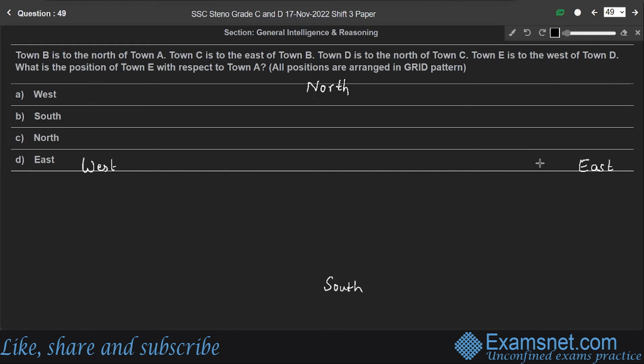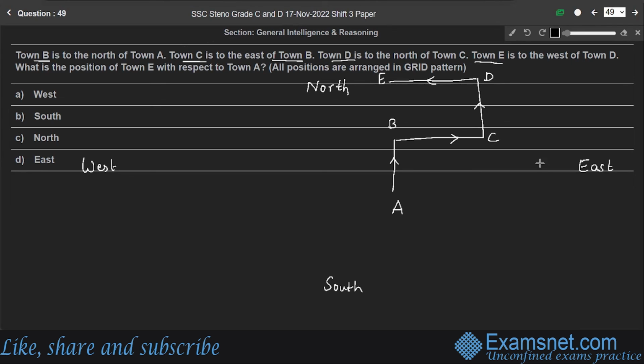It is given that town B is to the north of town A. So if you consider town A here, town B is to the north, right? Next, town C is to the east of town B. So to the east of town B is town C. We'll consider town C here. And town D is to the north of town C. So we'll consider town D to the north of town C. And town E is to the west of town D. So town E is to the west of town D.